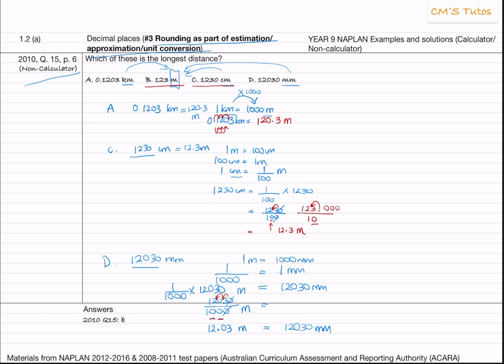Now we have to figure out which of these is the longest distance. Well, we gotta compare. We already know these two, C and D, are out because they are way below 100. It's just 12.3 and 12.03 meters, so they're all out. So we need to choose between A and B. Is it 123 or is it 120.3? Well, we can see 123 is obviously greater than 120.3. So the answer is B.